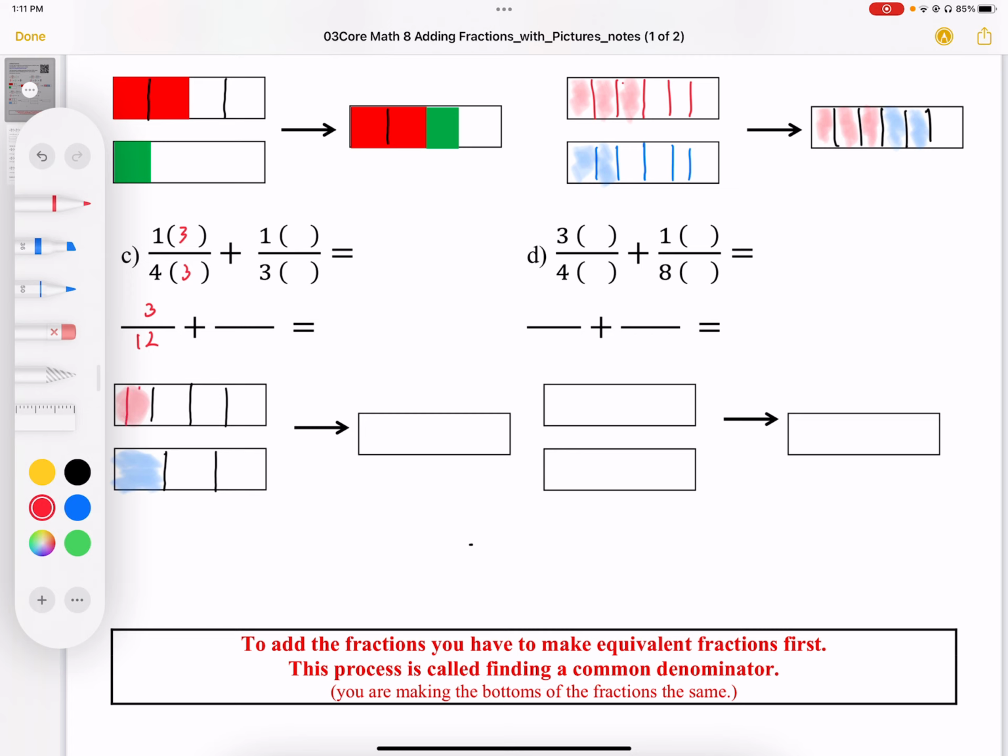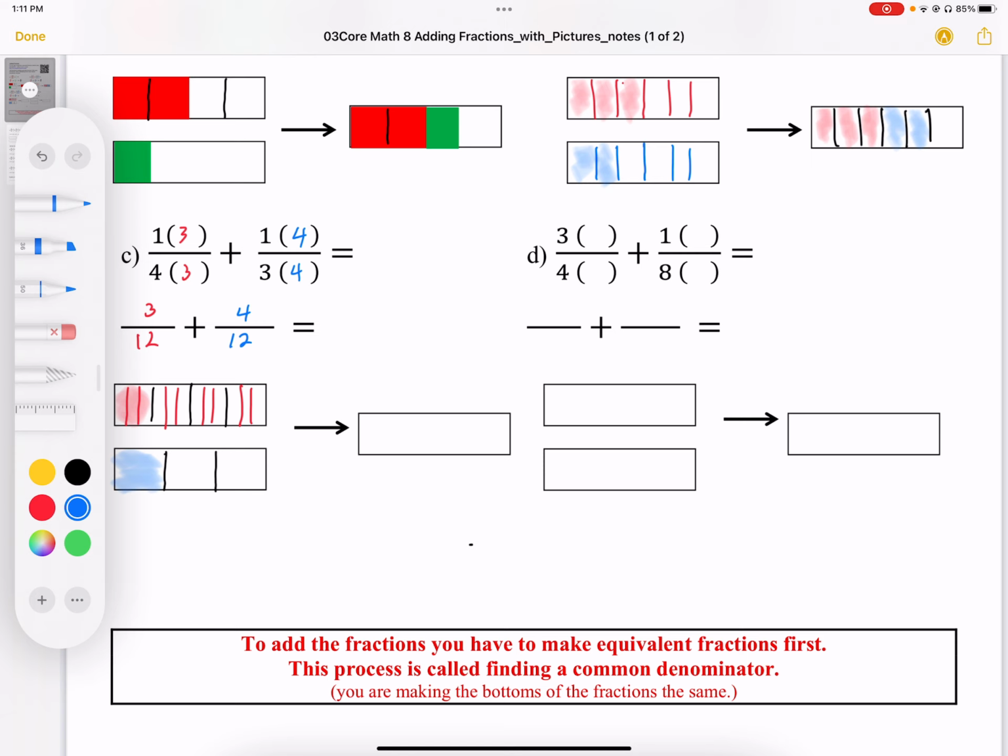So I'm going to split this up into groups of 3, groups of 3, groups of 3, groups of 3. So that's going to give me 3/12. For the 1/3 fraction, I'm going to do this in groups of 4. And this is going to give me 4/12. And it gives me the same size fraction.